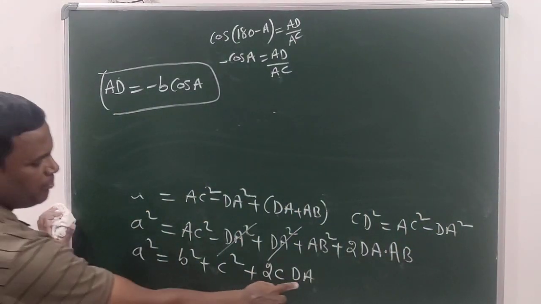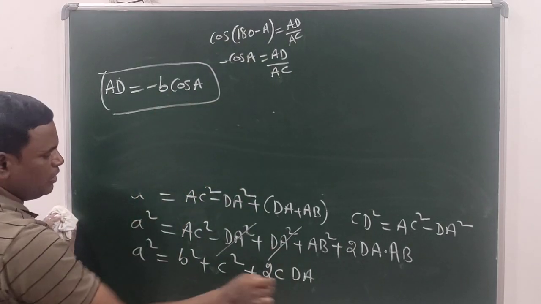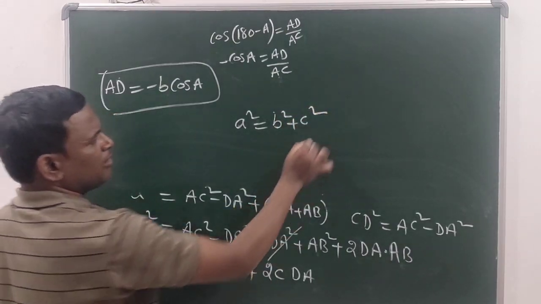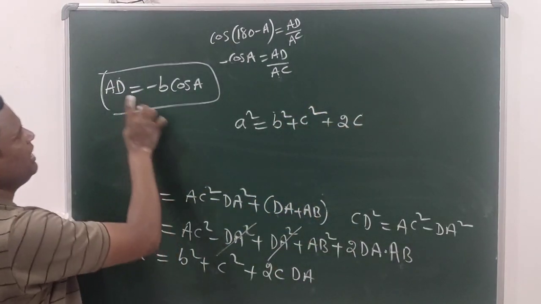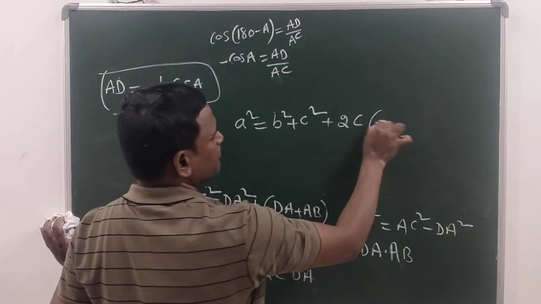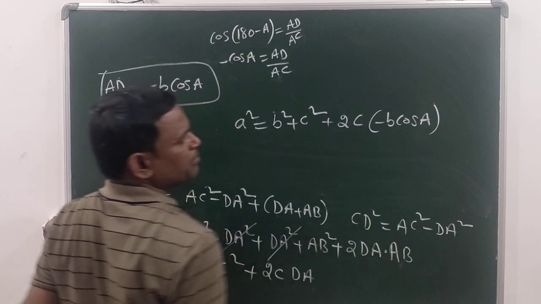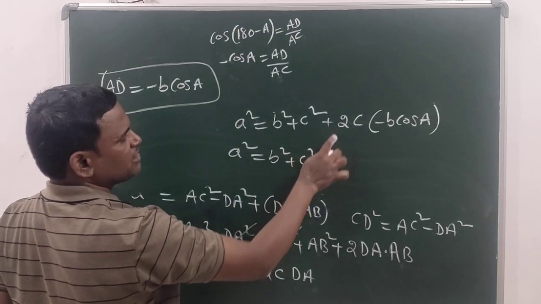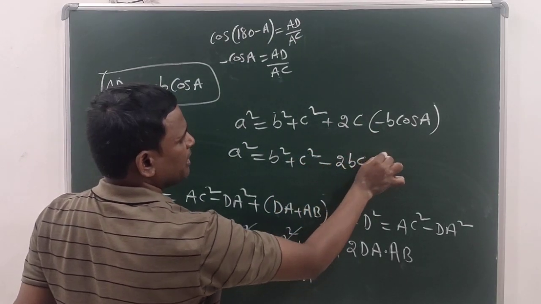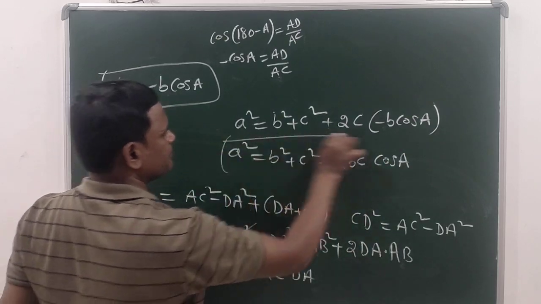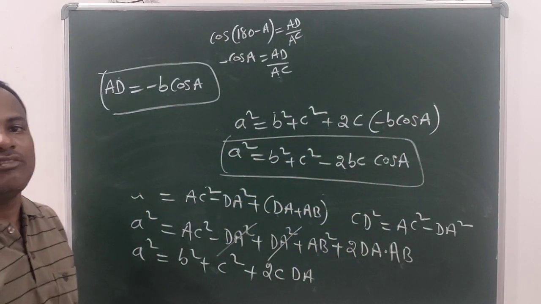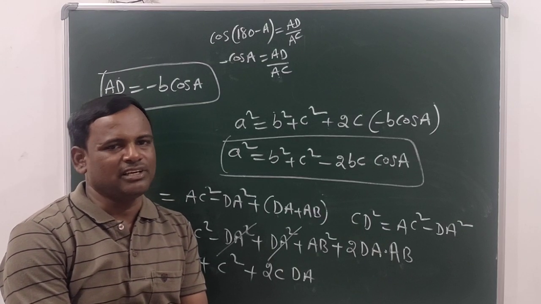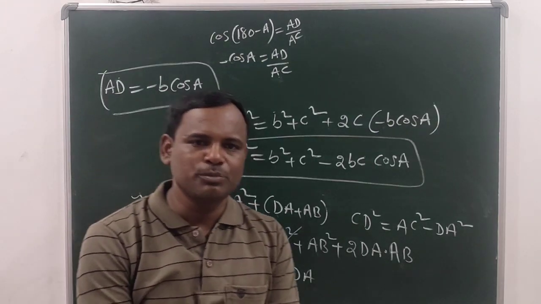Now here, in place of dA, if you write minus b cos A, what do you get here? a square is equal to b square plus c square plus 2c into dA. dA is equal to minus b cos A. Now simplify. a square is equal to b square plus c square plus 2bc into minus cos A, which gives minus 2bc cos A. This is our required cosine rule: a square is equal to b square plus c square minus 2bc cos A. Okay, I hope you have understood this proof also.